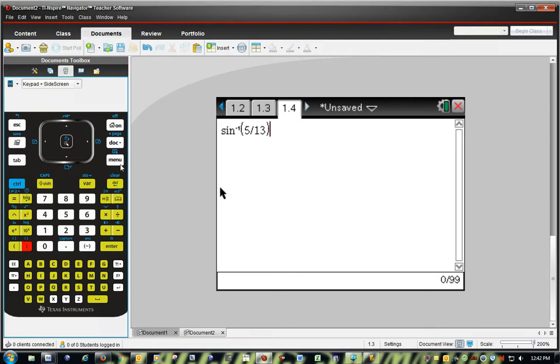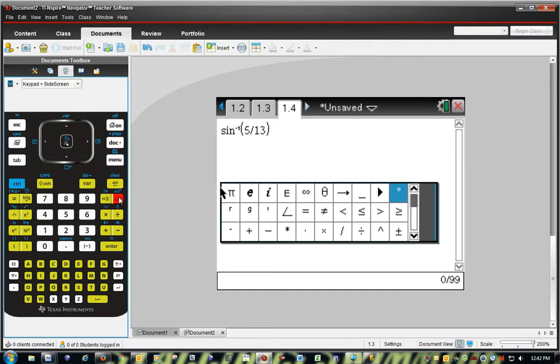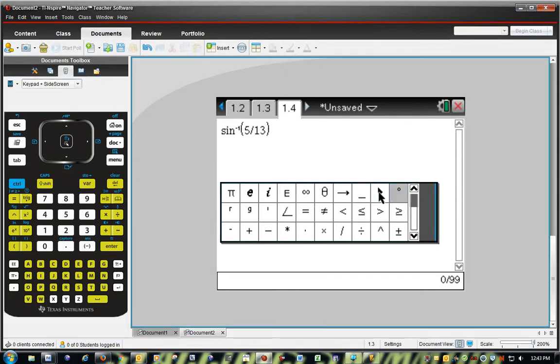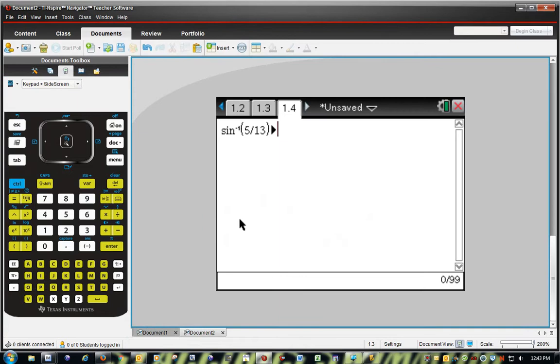Now, to find that triangle that's pointing to the right, there's a button that's 2 to the right of the 9. It's a book. You don't press the book, but you hit Control Book, and it brings up a bunch of different characters. And in the first row, you have pi, e, i, infinity, theta, and an arrow. I want that guy. And the neat thing is, once you use it, it always stays there until you use something else. And then you just go to D and hit DD.